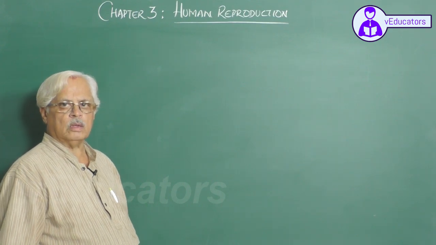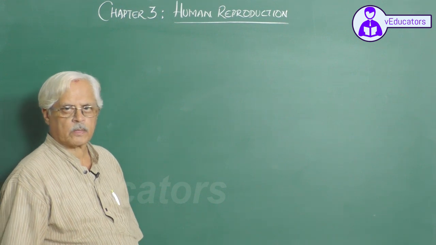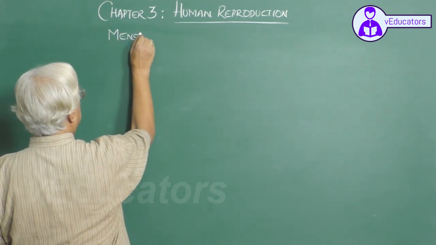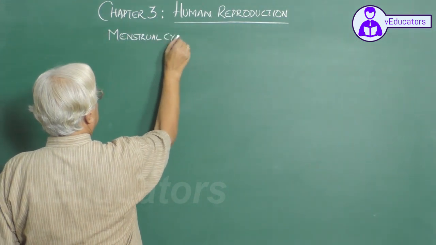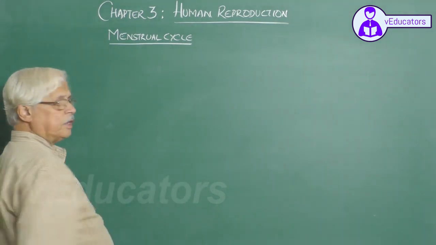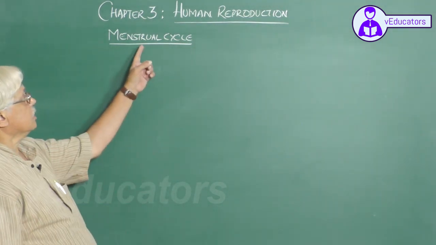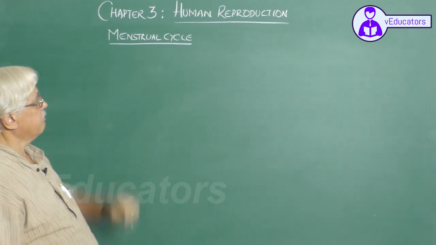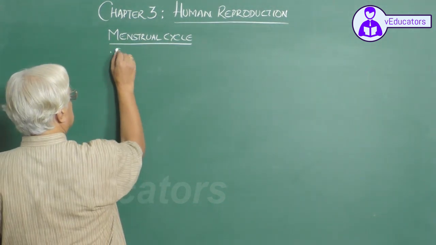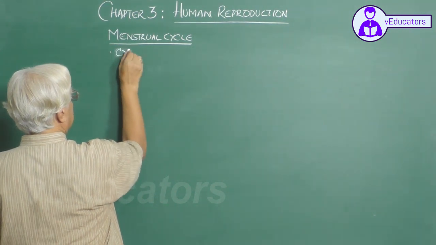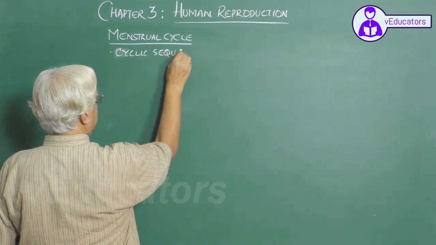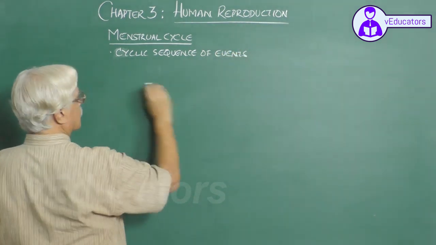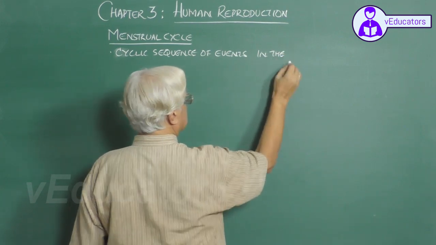Discussing about the reproductive cycle in human females. It is called menstrual cycle. It refers to the sequence of changes that occur in the female reproductive system under the influence of hormones. So it is the cyclic sequence of events in the female reproductive system.